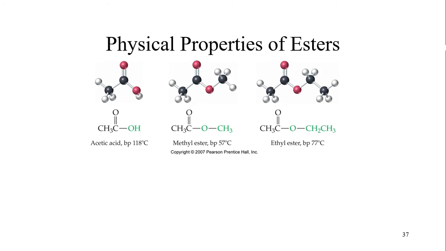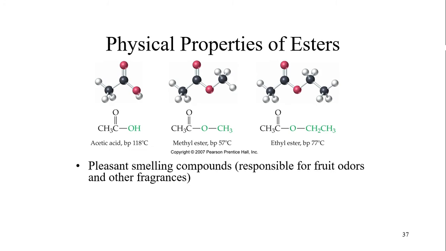Now, esters have different properties. For example, you can see here, going from left to right, that from acetic acid we're going to make an ester called a methyl ester, where the original alcohol was methanol, or an ethyl ester, which was formed with ethanol. Typically, esters are pleasant smelling compounds. Many of the odors of fruits come from esters that are volatile, and therefore they reach your nose and get detected there by your olfactory sensors.